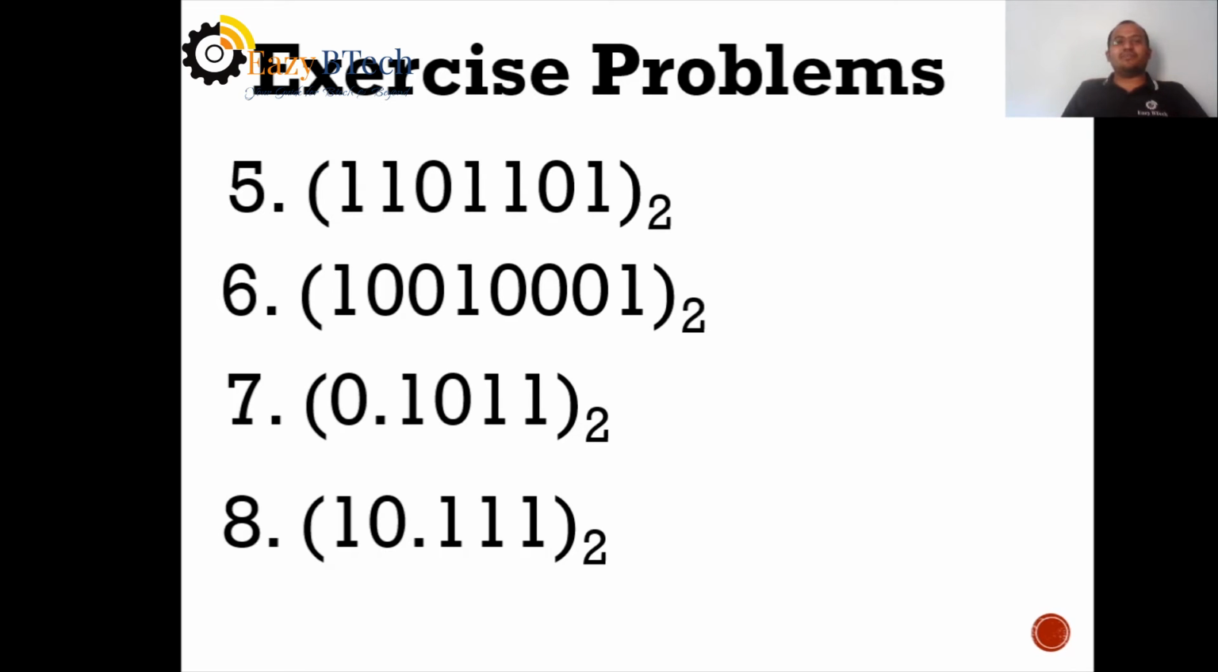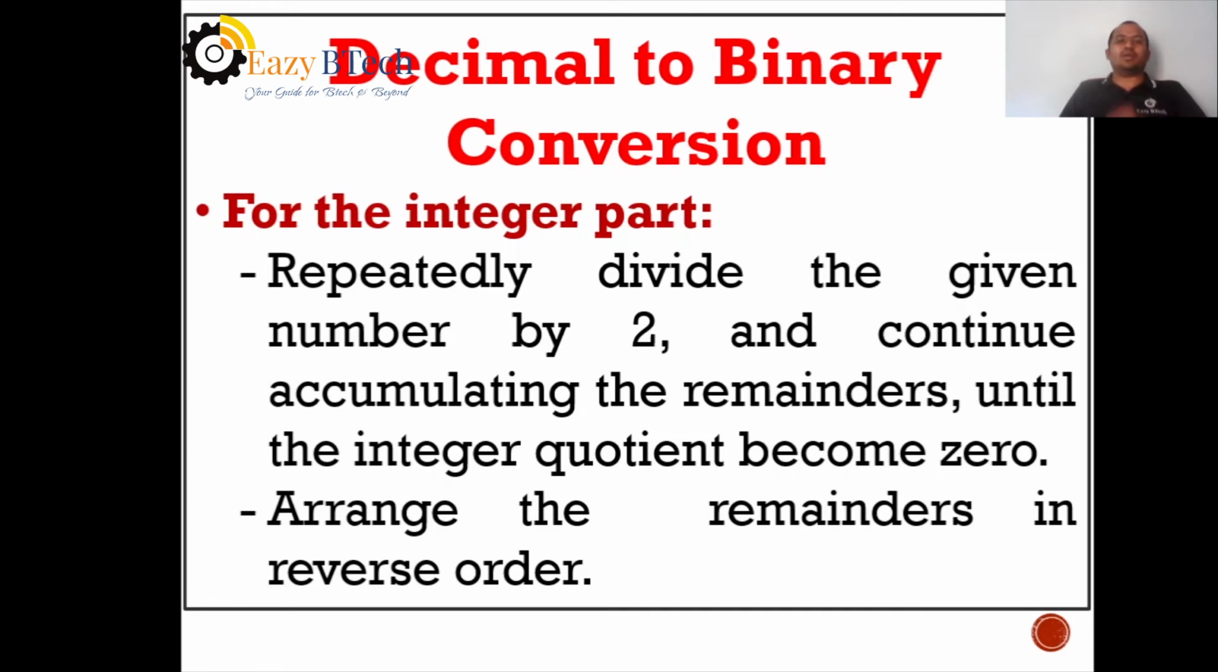So next we will see how to convert the given decimal number, or how to find the binary equivalent for the given decimal number. For this we have to consider the integer part separately and the fractional part separately. For the integer part, what we have to do is repeatedly divide the given decimal number by 2 and continue accumulating the remainders until the integer quotient becomes 0.